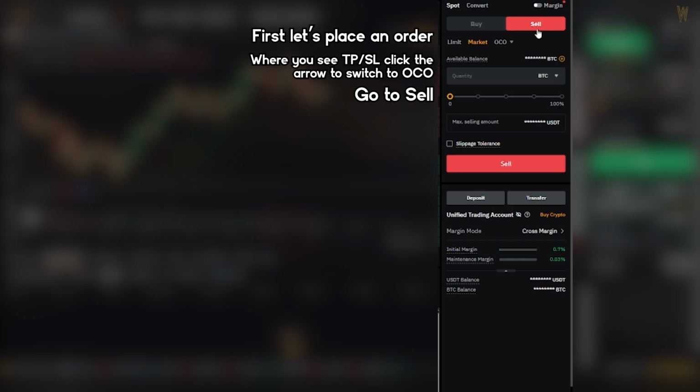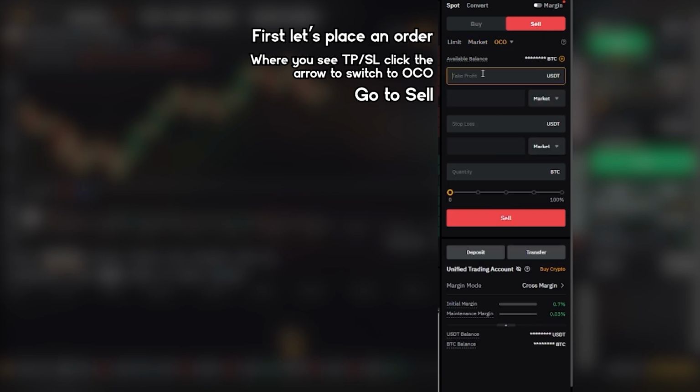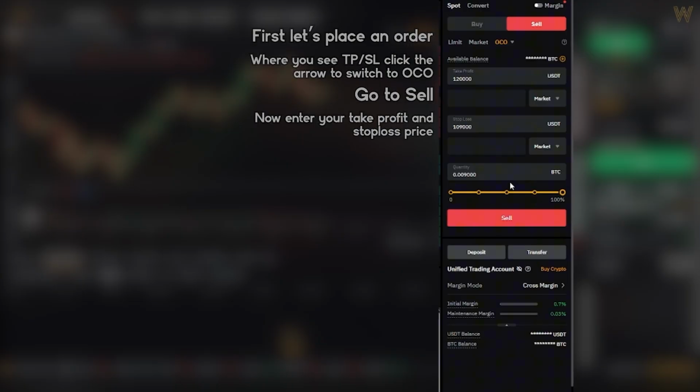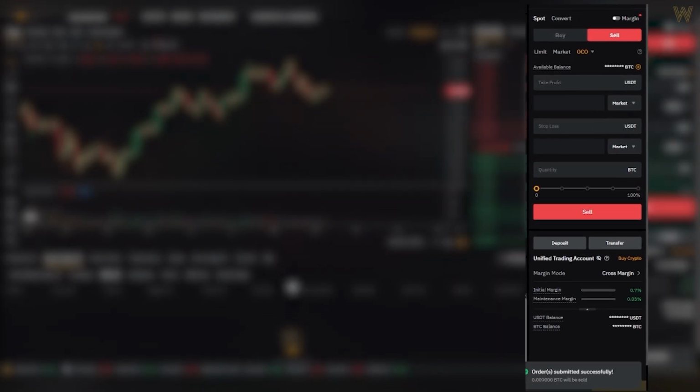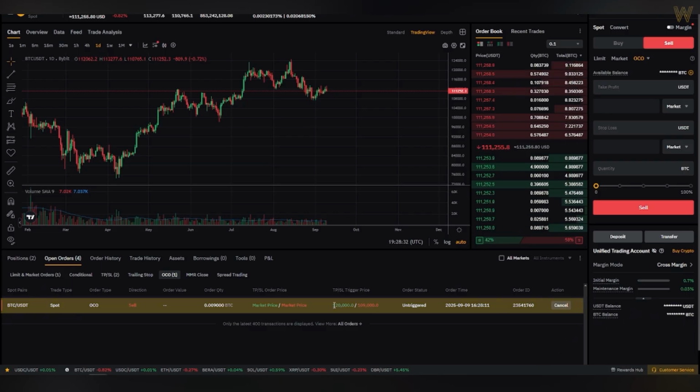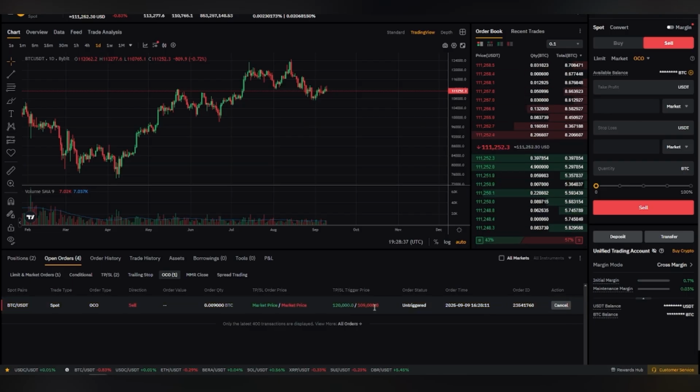On the trading panel, we select OCO and then we select the price at which we want to sell. Let's say we want to sell our Bitcoin at 120k, and the second part will be the stop loss. If Bitcoin drops to 109, we want to sell all of our position that we just bought at a loss. The last step will be to just click on sell, and our OCO order is going to be displayed in this section. As you can see, it's yet again untriggered, and we have the two prices at which we are going to be exiting the position, at a profit and at a loss. Hope it helps.